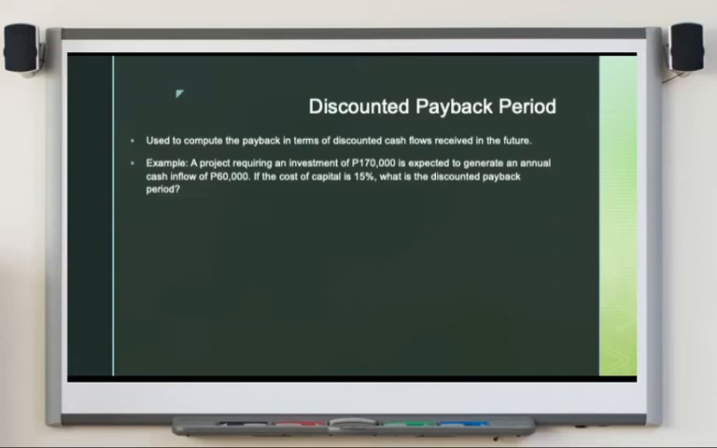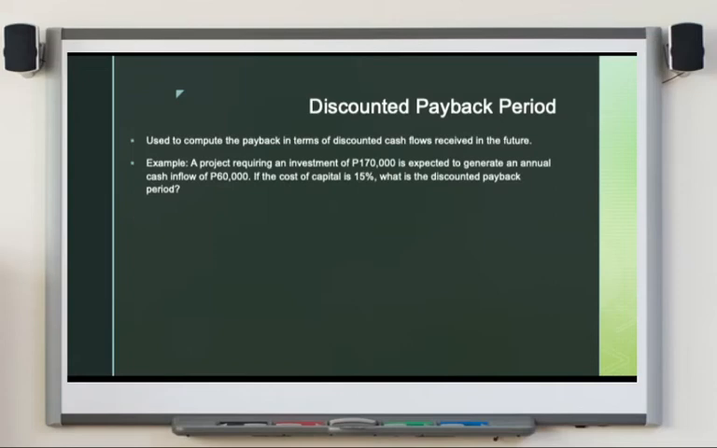Next is discounted payback period. This is used to compute the payback in terms of discounted cash flow received in the future. So at this point, we will be considering the time value of money. For example, a project requiring an investment of 170,000 is expected to generate an annual cash inflow of 60,000. If the cost of capital is 15%, what is the discounted payback period?